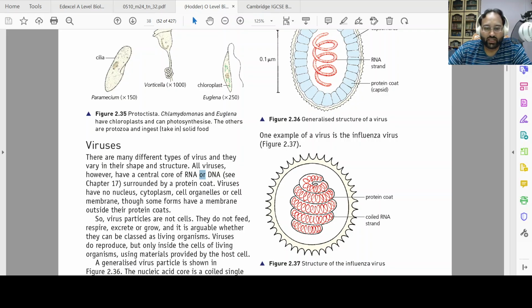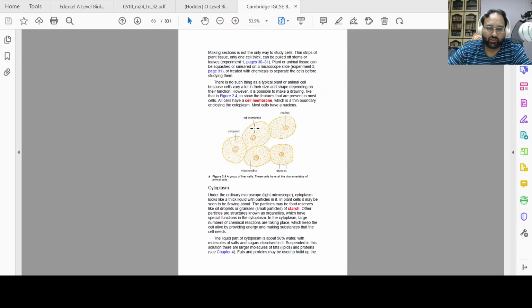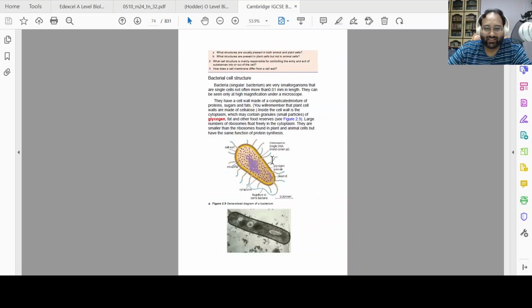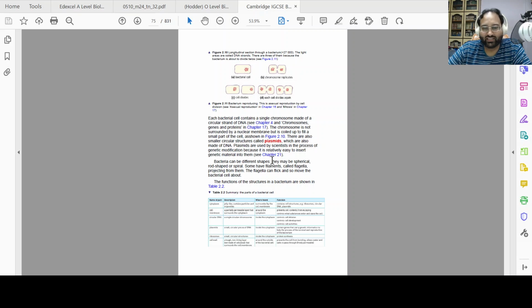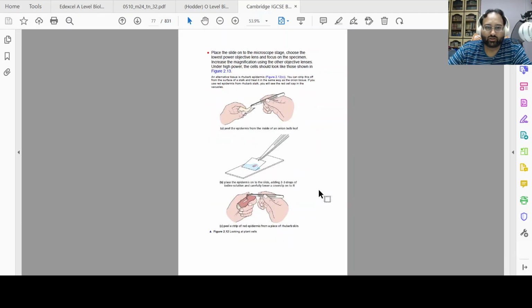Right. So next time we'll be starting with chapter 2 of the IGCSE, organization of the organism. The stuff I showed you earlier, chapter 1 in O level, we're going to talk about. So we'll finally talk about what the cell is. We've been going on about the cell, what's the cell? We'll talk about the cell. You see bacteria. So we'll talk about that.